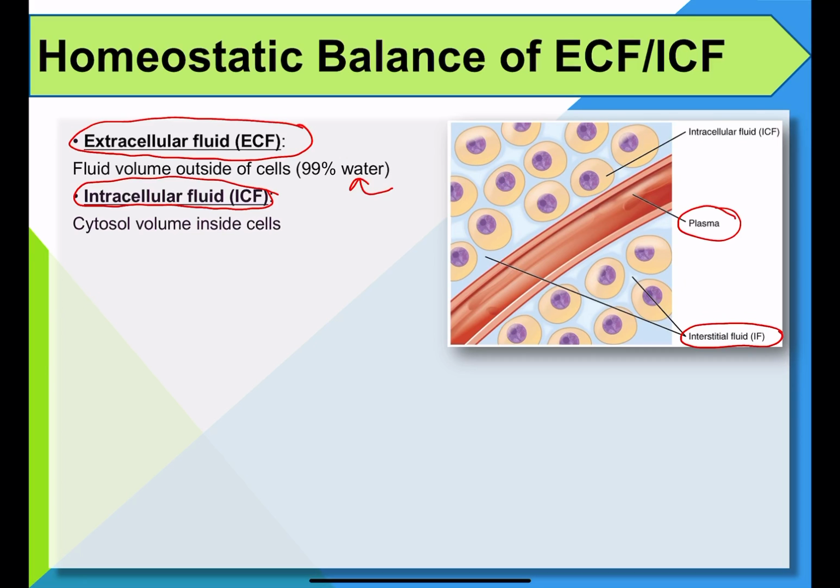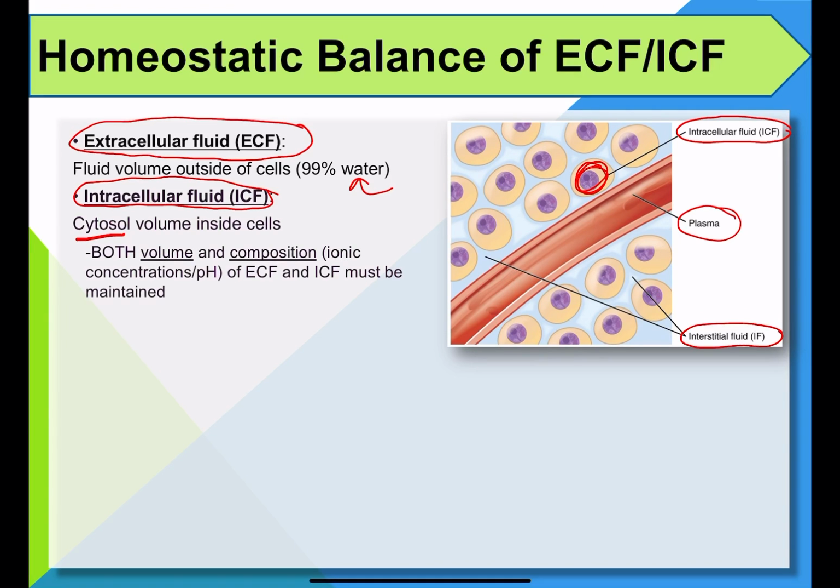Now, ICF is the total volume of fluid that's inside your cells, which is pretty much all that fluid combined together from each cell's cytosol. Inside the cytoplasm of the cell, that's your ICF, and it is the total volume of all the cells in your body. Inside every one of your cells, that total makes up your volume of ICF. It's not just one cell's cytosol content, but all the cells' cytosol content.